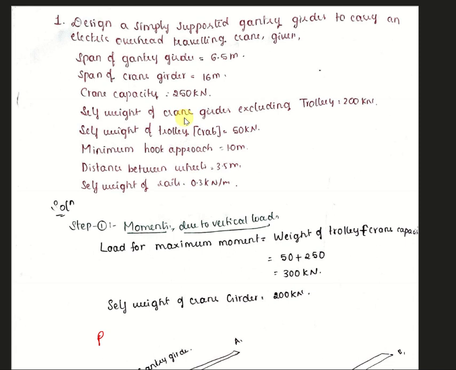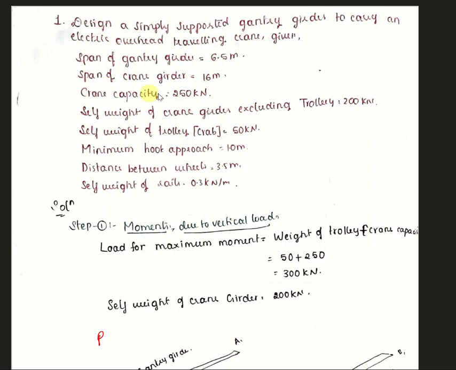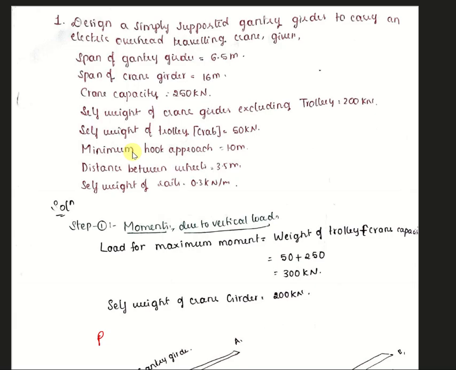So this is the question. Design a simply supported gantry girder to carry an electric overhead traveling crane. Given span of gantry girder is 6.5 meter. So here gantry girder span. So this I section, length of this I section is 6.5 meter is given. Span of crane girder 16 meter. So this crane girder length is 16 meter.